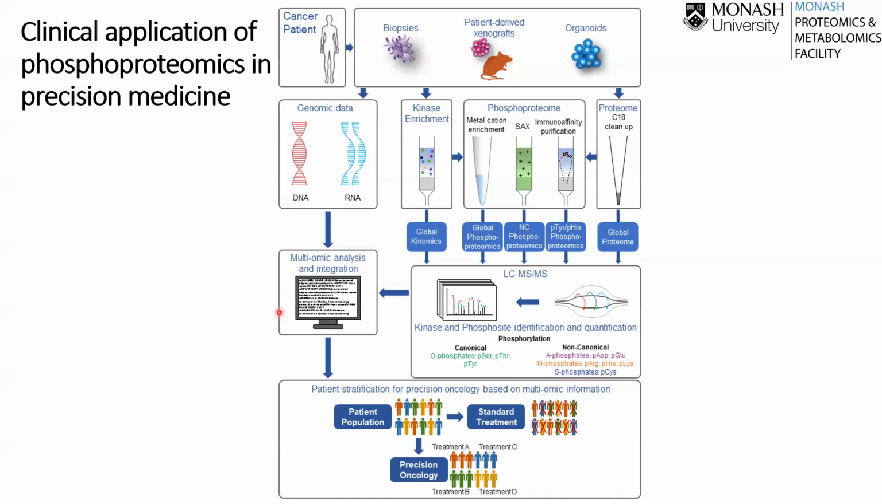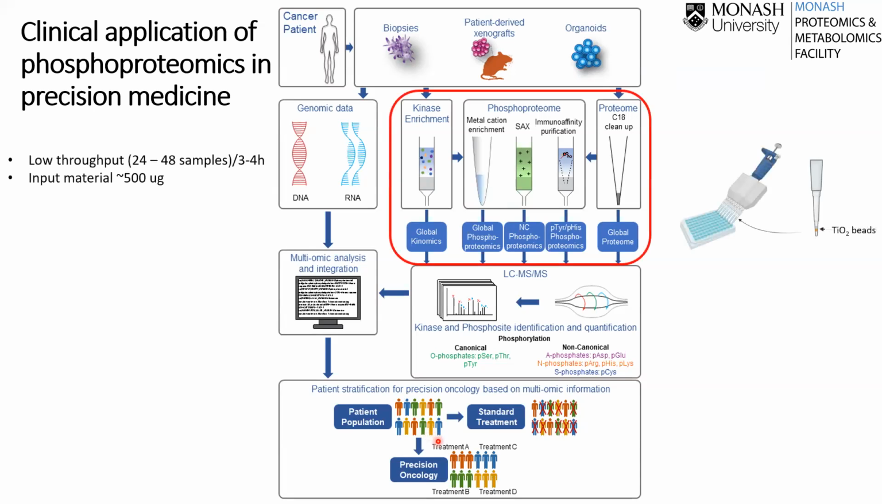And then if we have genomic data, for example mutations, splice variants, or fusions, we can integrate all this data with our mass spec data. Ultimately, this will help us to stratify the patients, so that rather than using the standard treatment for that cancer, we can be more specific and more targeted in our approach, and use the treatment that will have the most impact on the patient's health.